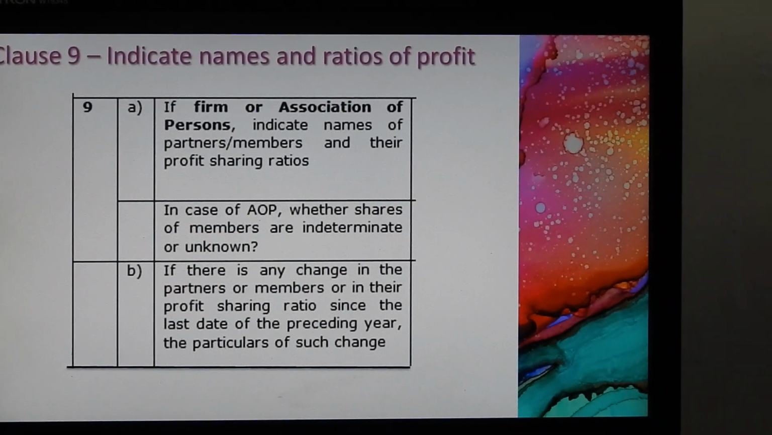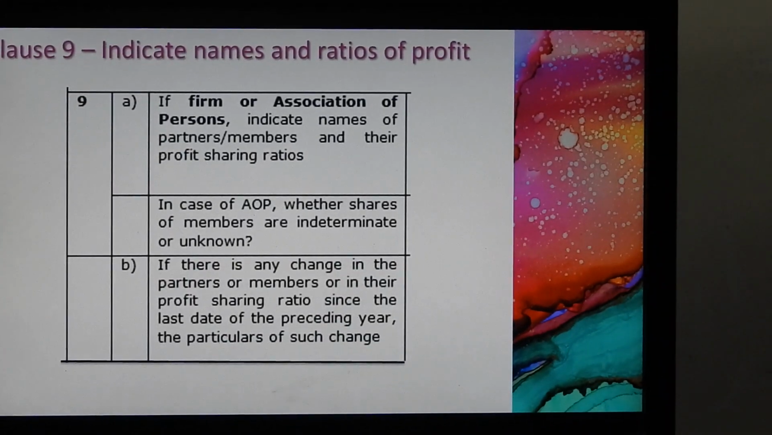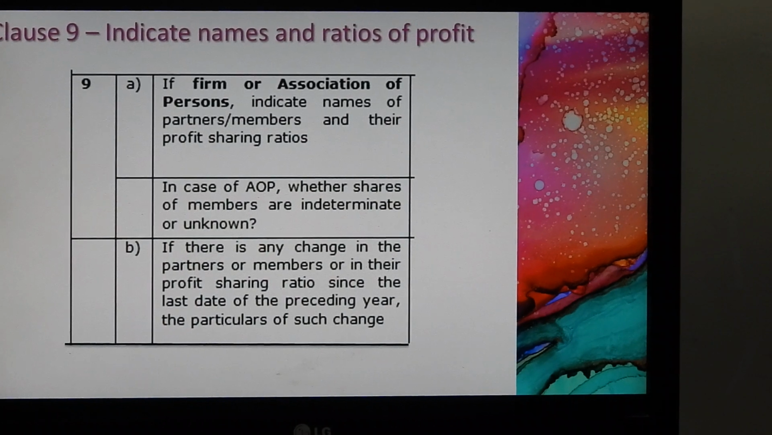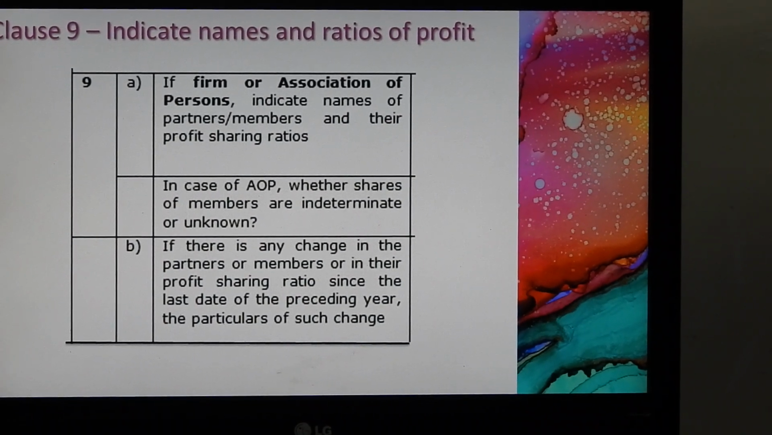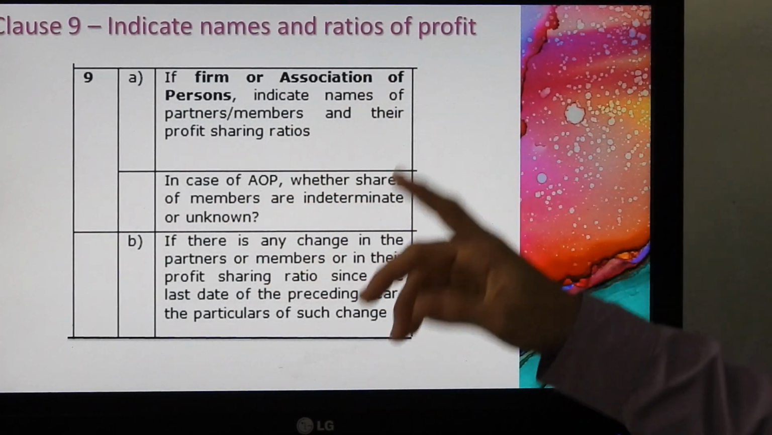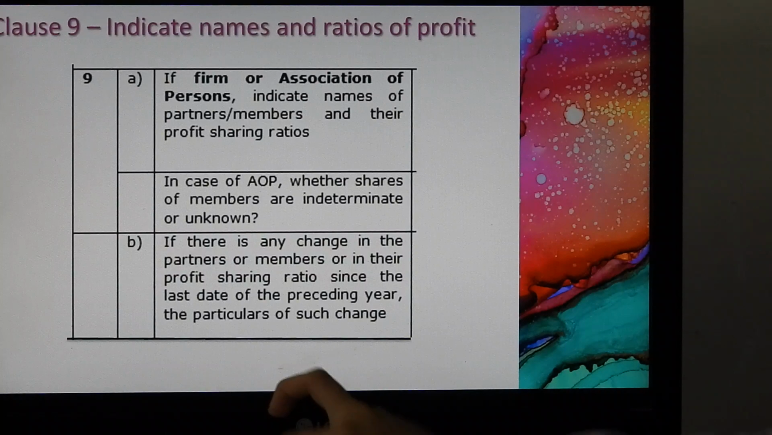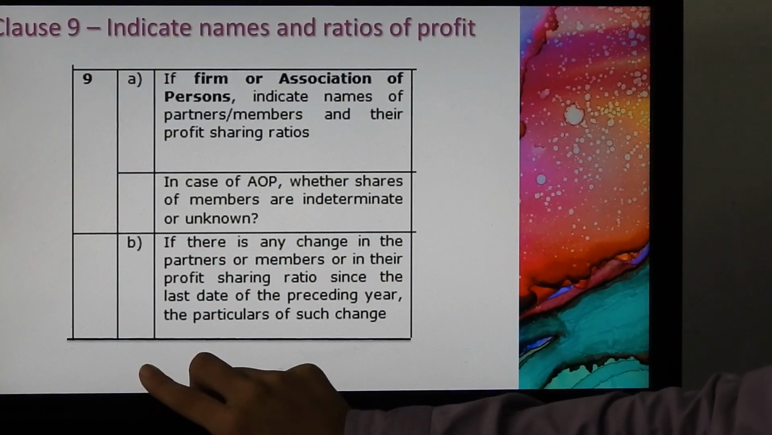Clause 9. In case of association of persons and partnership firm, you need to mention the names of the partners, the profit sharing ratio of the partners and the address of the partners. If there are any changes to the above partners or any changes to profit sharing ratio, you need to mention in clause 9b.